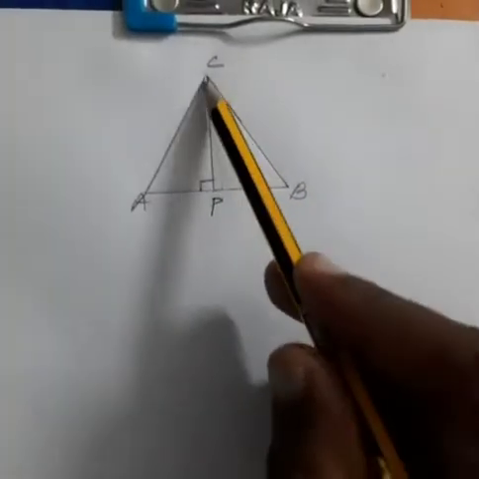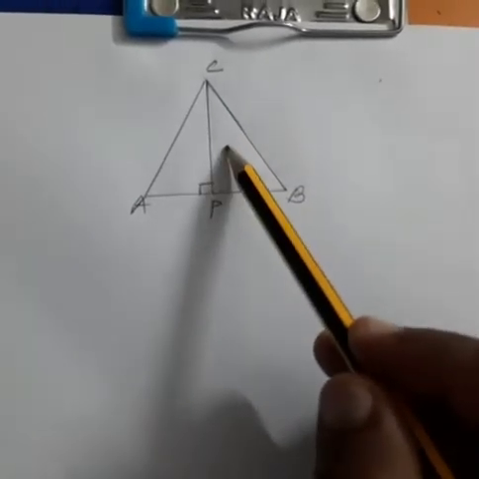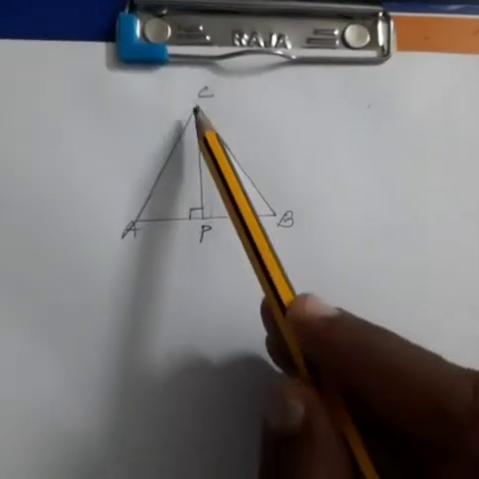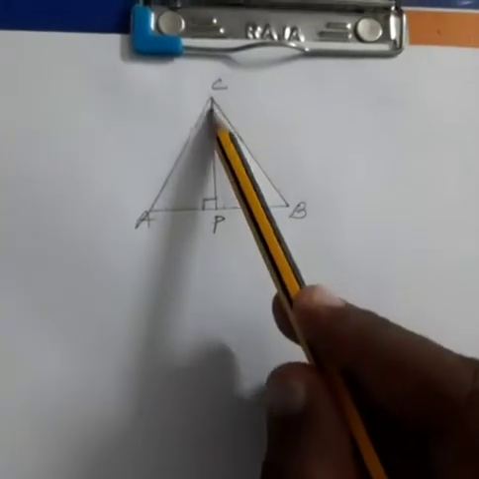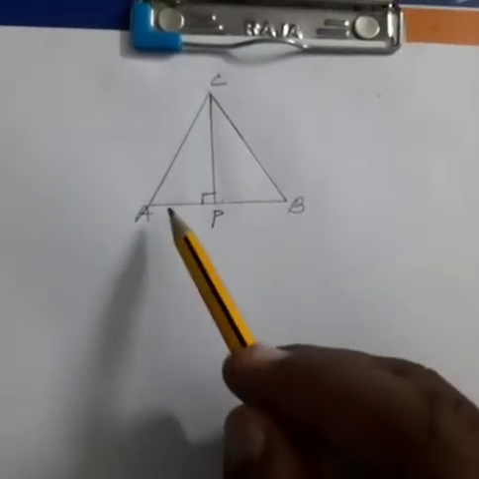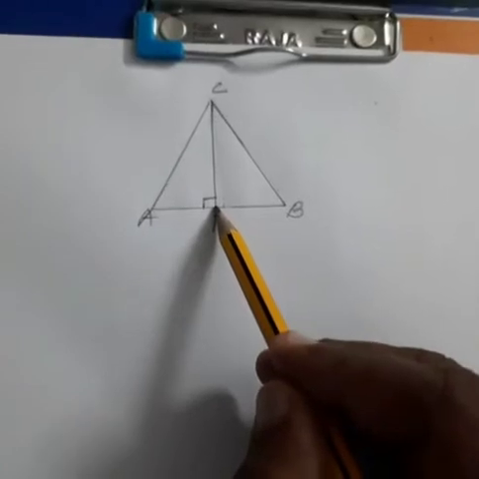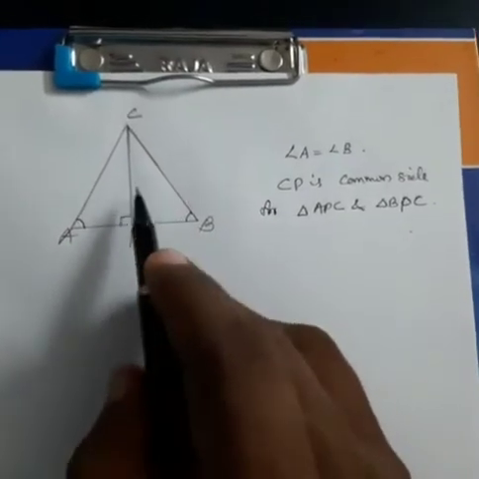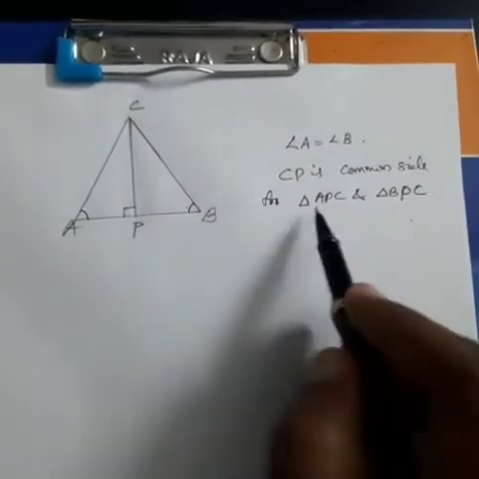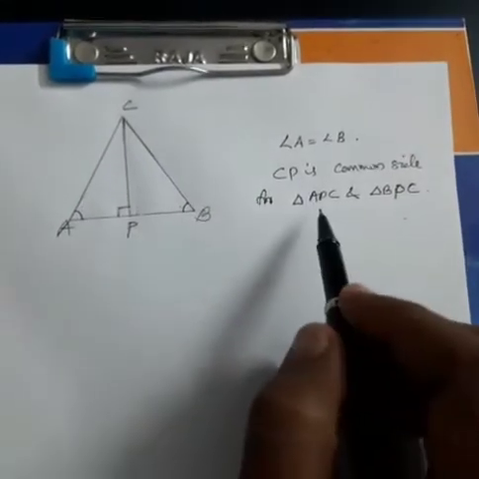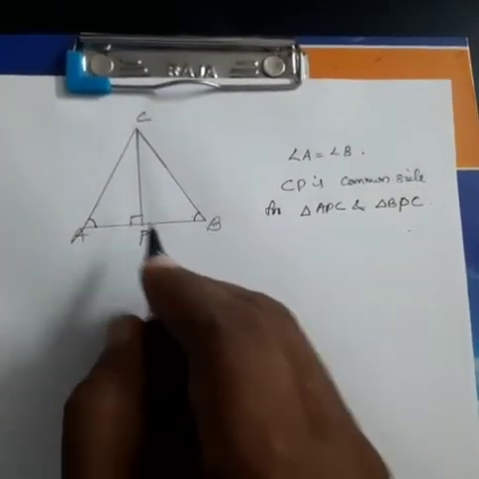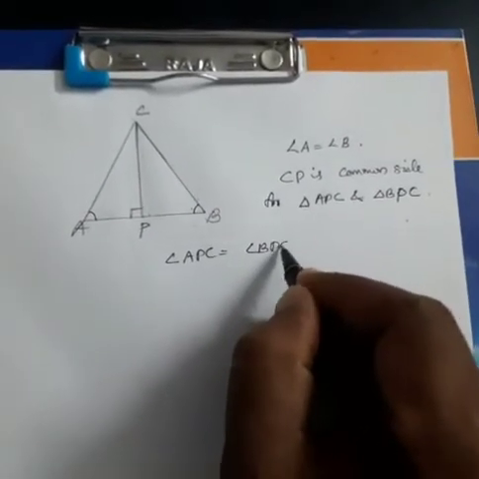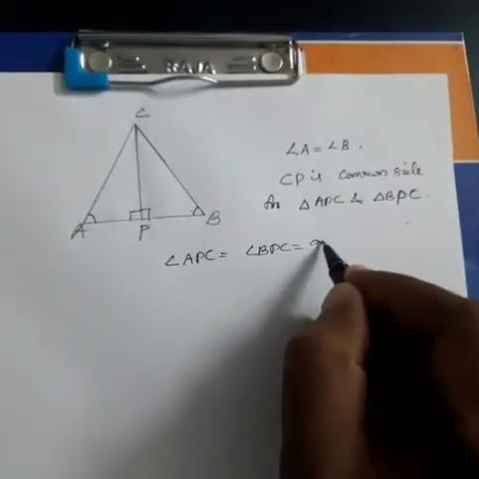Here we are splitting this triangle ABC into two triangles as we saw before. From C, we are drawing a perpendicular, so you get AP here. Here, angle A and angle B are equal, and CP is the common side for both the triangles, that is triangle APC and triangle BPC. Then angle APC is equal to angle BPC. Both are 90 degrees.